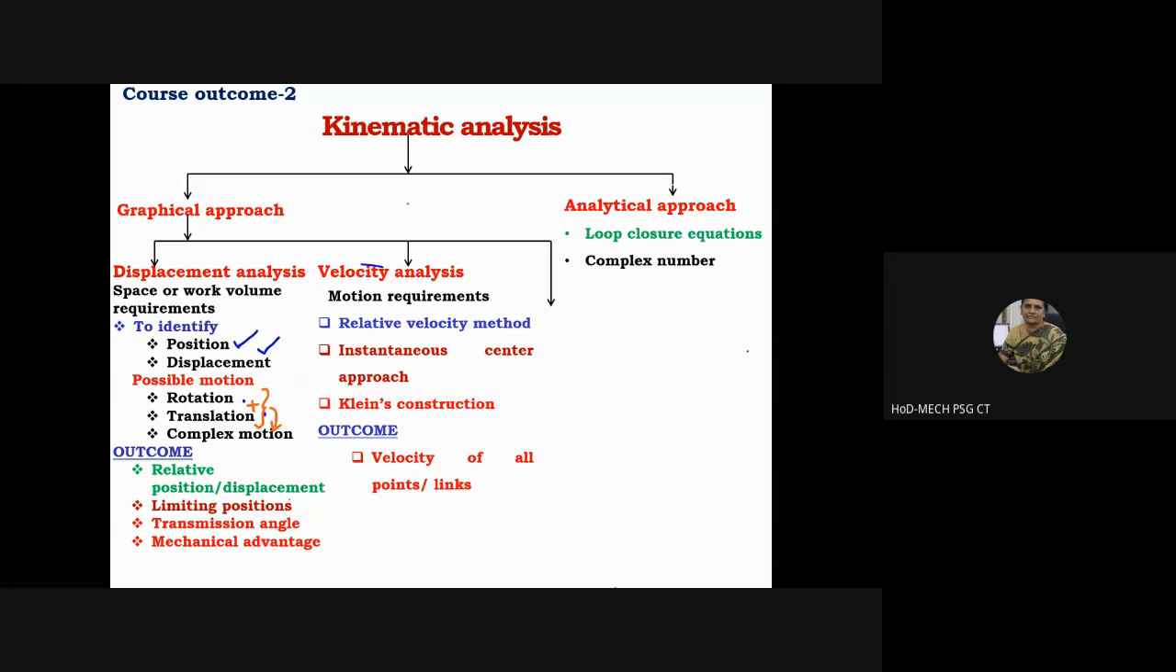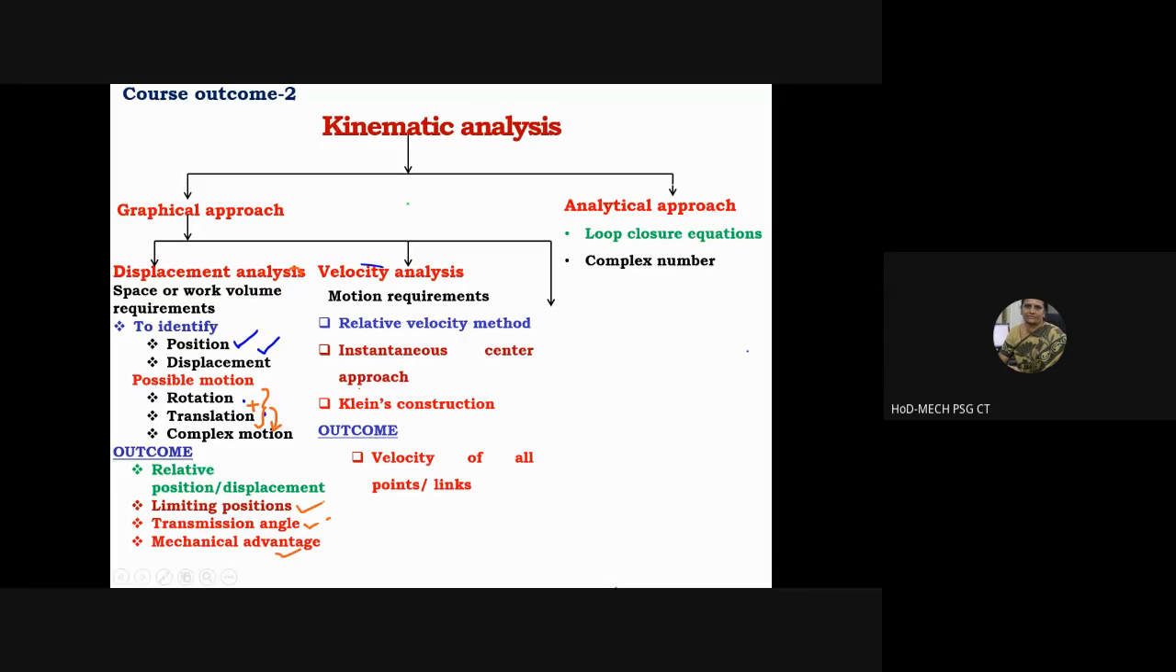Okay. The position analysis, or rather the displacement analysis, finally will give you the relative displacement between links. So you can find out the limit positions, the toggle positions, and transmission angle, mechanical advantage, and so on. You can find out.